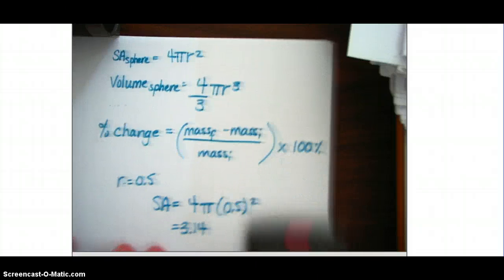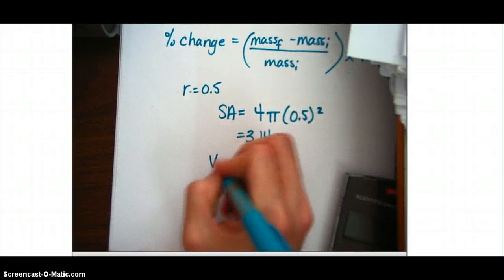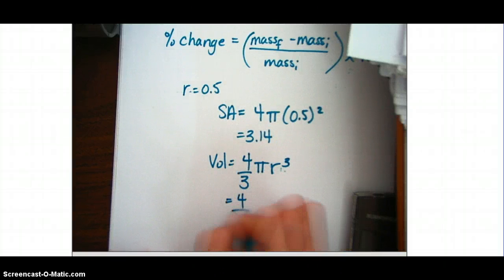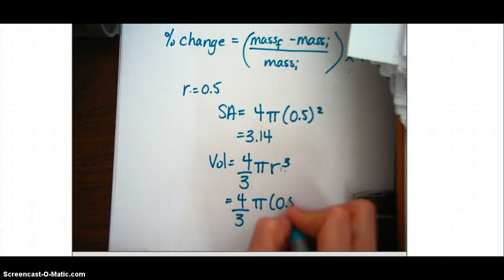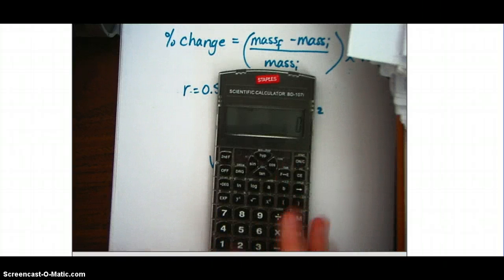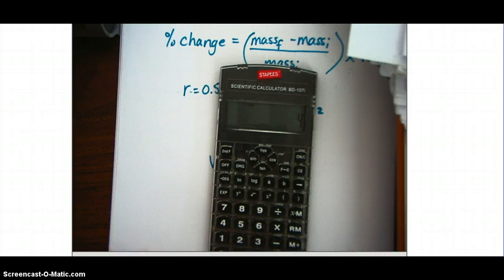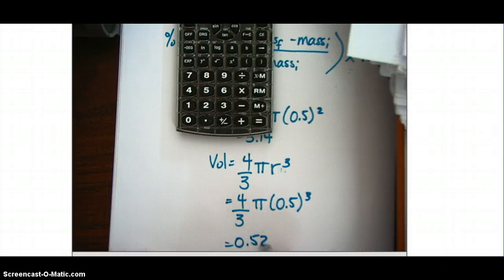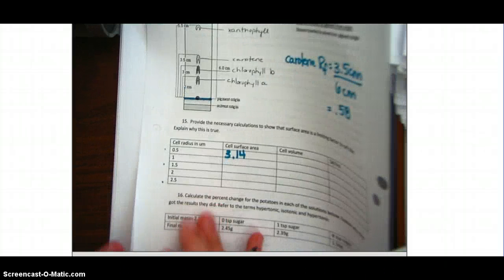If the radius is 0.5, then the volume is 4 divided by 3 pi r cubed, 4 divided by 3 pi 0.5 cubed. Okay? 0.5 to the power of 3, which is 0.5 times 0.5 times 0.5, times pi times 4 divided by 3, is 0.52.